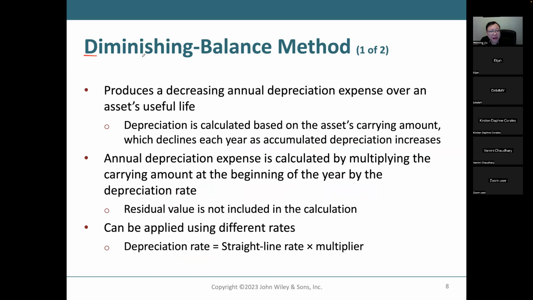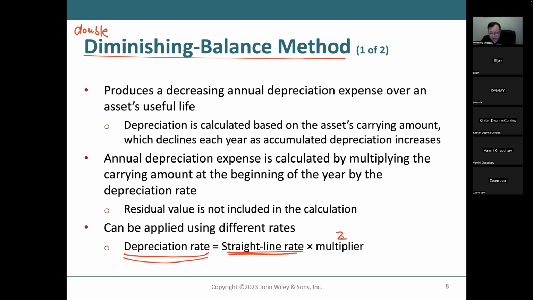Diminishing balance method, you still need to apply a depreciation rate. However, this depreciation rate is not the same as the straight line rate. Okay. So this depreciation rate is actually equal to the straight line rate times a multiplier. Suppose we are using a double diminishing balance method. So this double means the multiplier. So double means 2. Okay, so the multiplier will be 2.